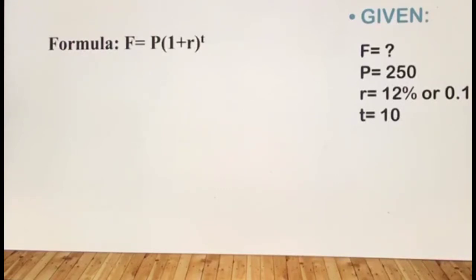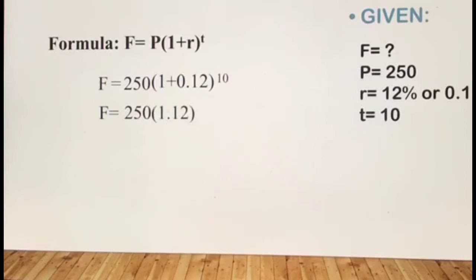Our F, which is the missing, and our P, 250, times 1 plus our rate which is 0.12, raised to our time which is 10. So F is equal to 250 times 1 plus 0.12, which is 1.12, raised to 10. Using our calculator, what is 250 times 1.12 raised to 10?